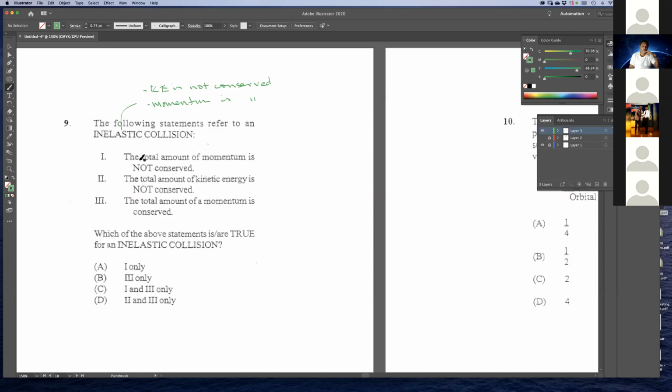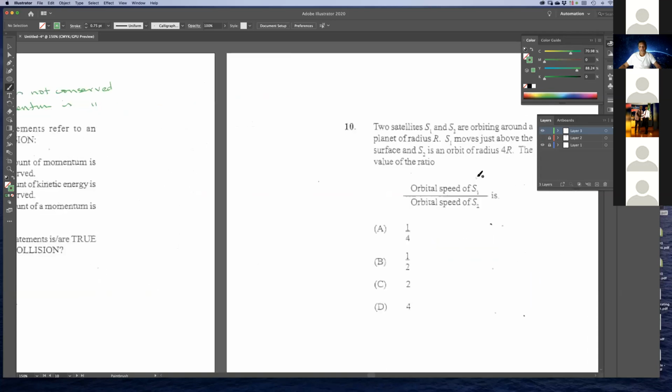So now to the question, the total momentum is not conserved. Clearly that's rubbish. The total amount of kinetic energy is not conserved. We just said that, not conserved. The total amount of momentum is conserved. So the answer is 2 and 3. All right? And therefore, I'll reveal. All right? The answer is D. Number 10.